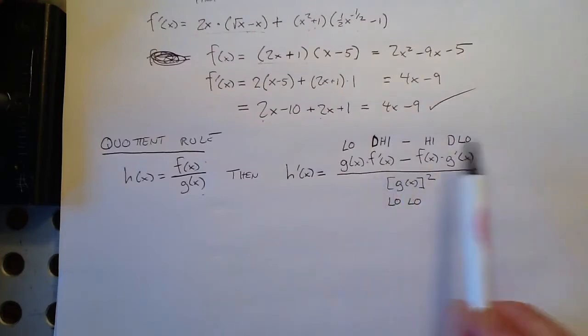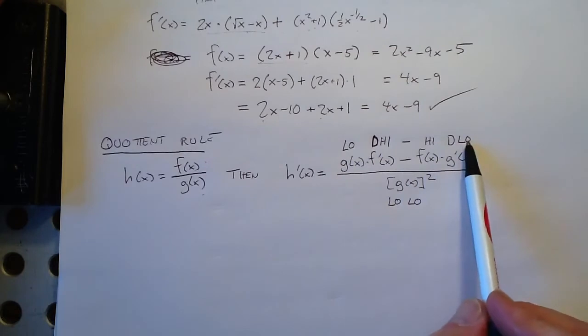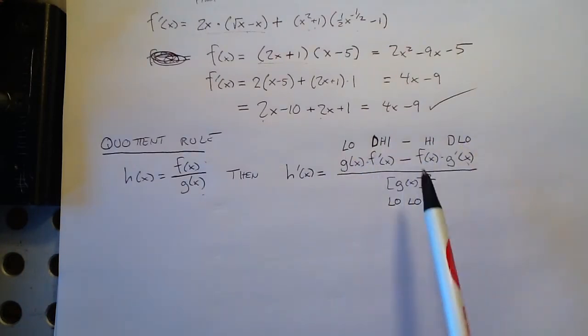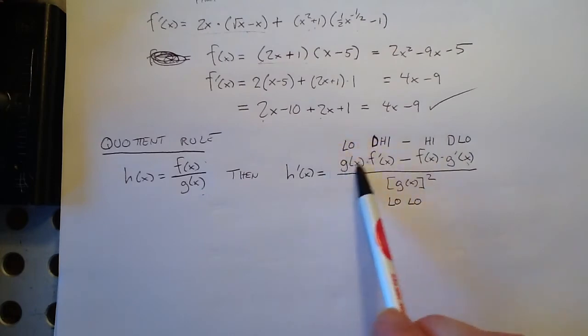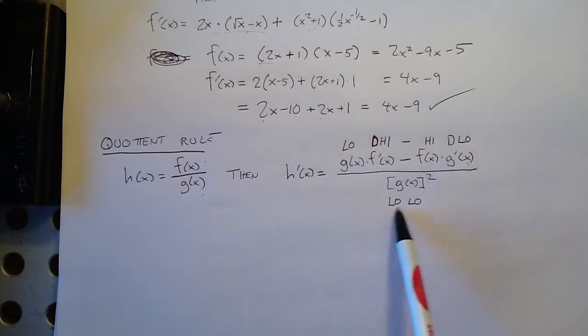So this is the little mnemonic device. You read through it: low d high minus high d low over low, low. You have to absolutely remember to start with the low. Low d high minus high d low over low, low.